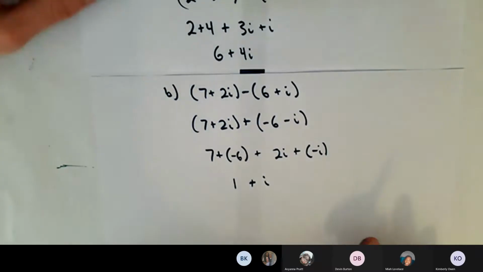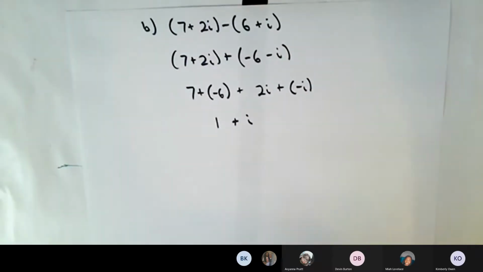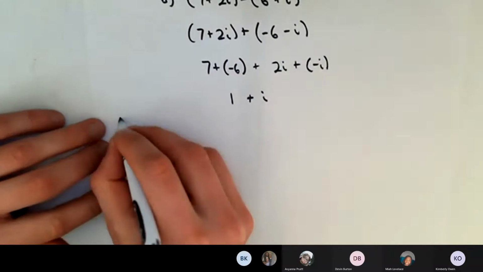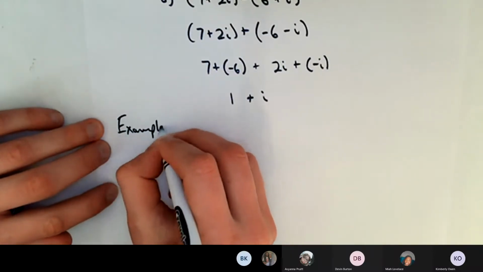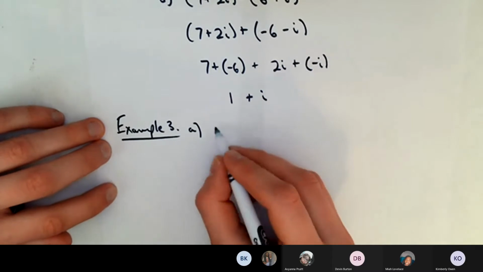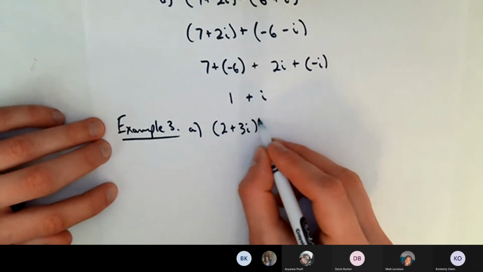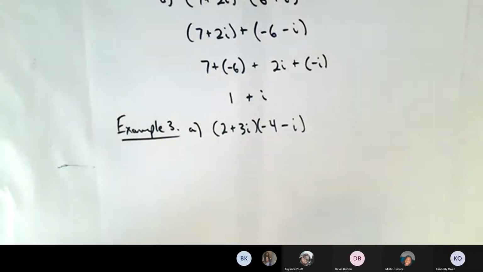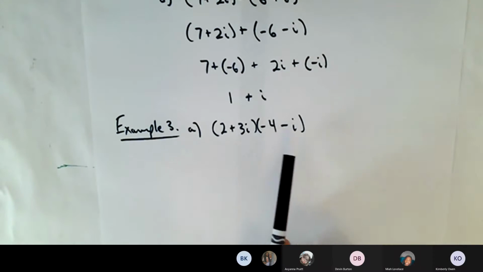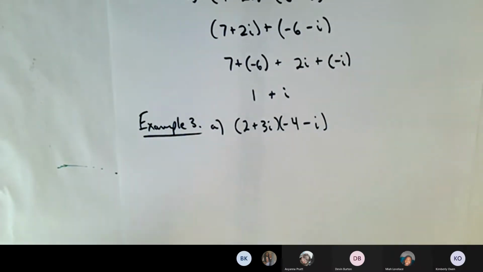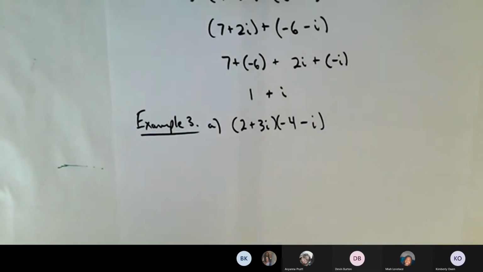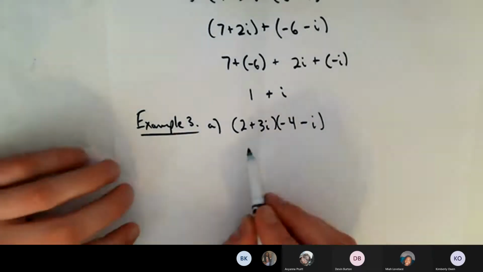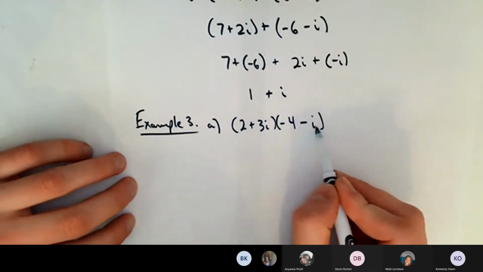All right. Let's move to multiplication or products of complex numbers. So example 3, and I'll do 2 of these as well. Example 3a, let's say 2 plus 3i multiplied by negative 4 minus i. So this is a complex number. This is a complex number. Let's take their product. What happens here? Well, we know how to take products of a 2 by 2, right? We distribute. We distribute this term to this and this term to this.